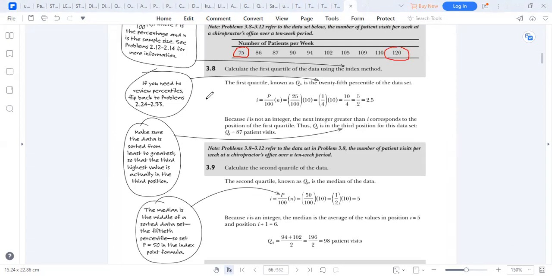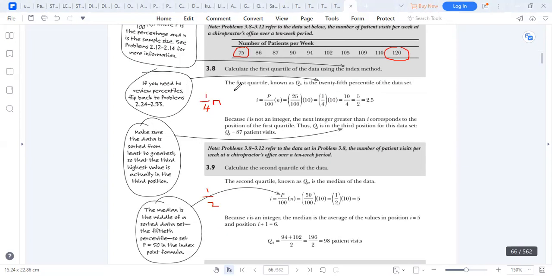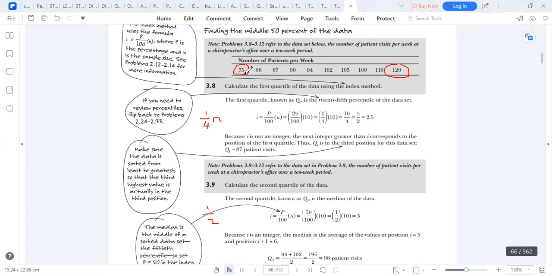So the first quarter you need to understand is what? Quarter 1 is a quarter of n. Quarter 2 is 2/4 of n, which is same as half. Quarter 3 is 3/4 of what? N. Now in this case, n is a number of observations. So in this case, we have 1, 2, 3, 4, 5, 6, 7, 8, 9, 10.